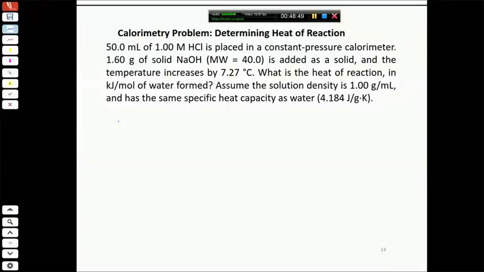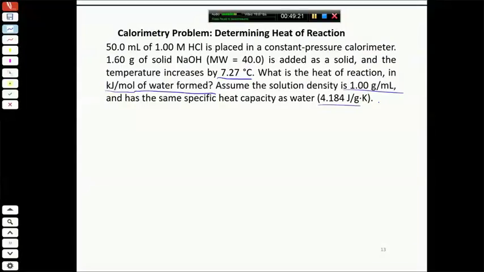So here we have an acid-base reaction. 50 milliliters of 1 molar HCl placed into a calorimeter, and we add 1.6 grams of solid NaOH, and the temperature rises by 7.27 degrees Celsius. We want to know what is the heat of reaction in kilojoules per mole of water formed. Again, we will typically specify the reference amount that we're using, kilojoules per mole of water in this case, and assume the solution density is 1 gram per milliliter and specific heat is still the same as water.